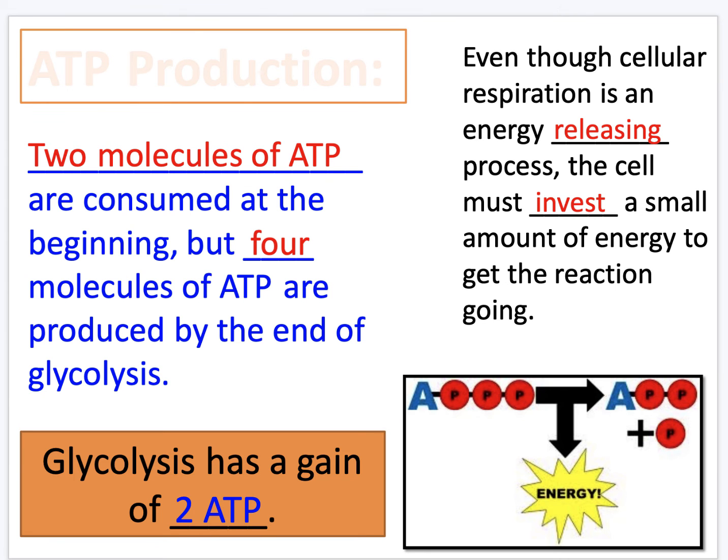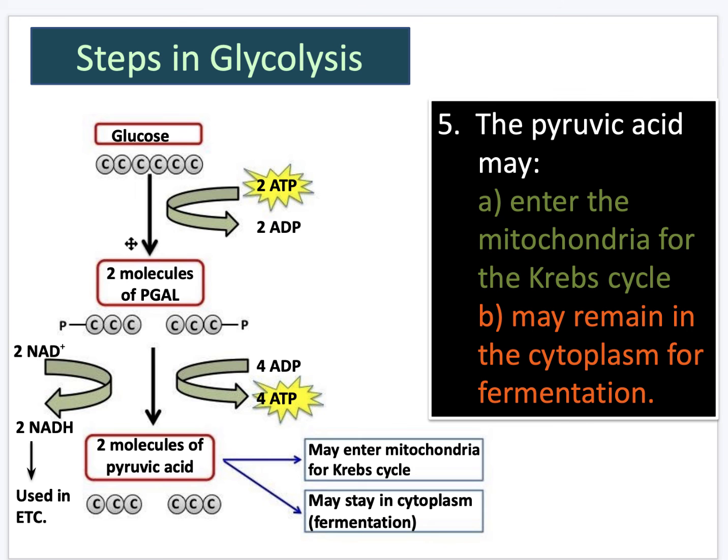Let's see. I kind of want to get through this part on glycolysis. So, ATP production. 2 molecules of ATP are consumed at the beginning, but 4 molecules of ATP are produced by the end. So that means overall glycolysis has a gain of 2 ATP. So let's go to this slide real quick.